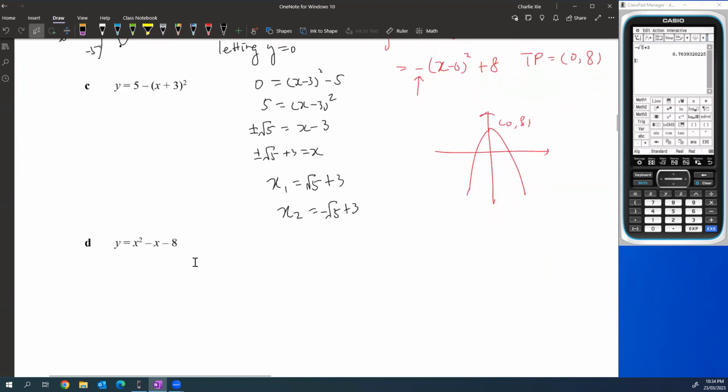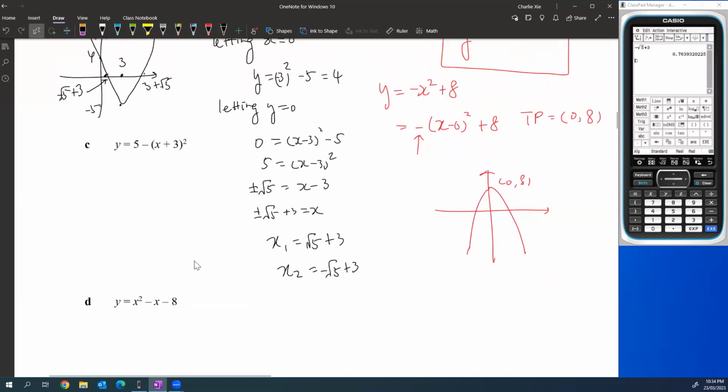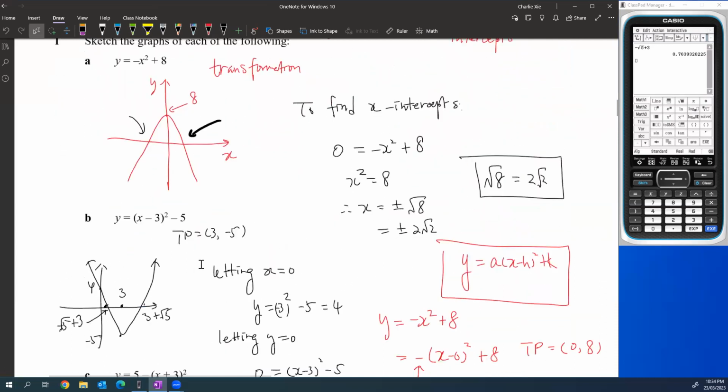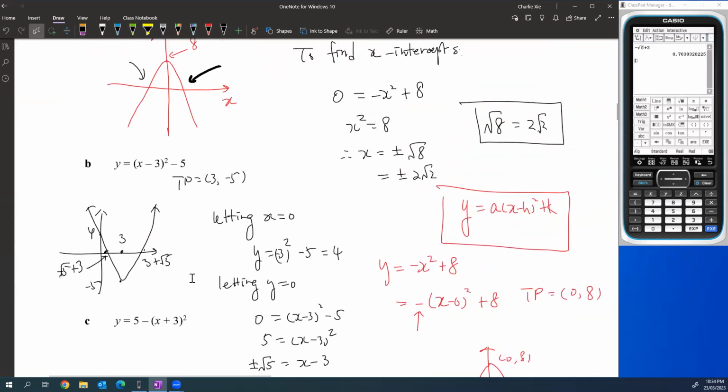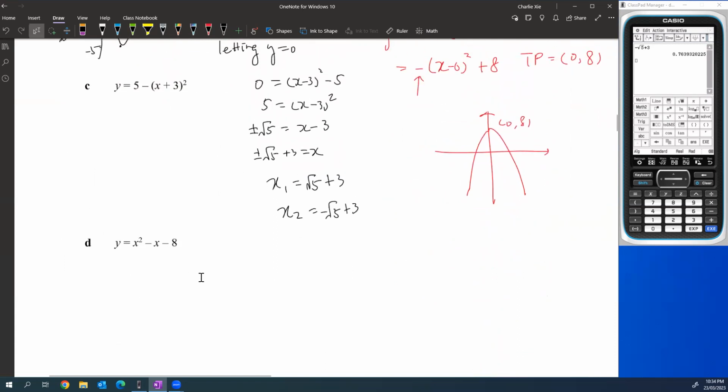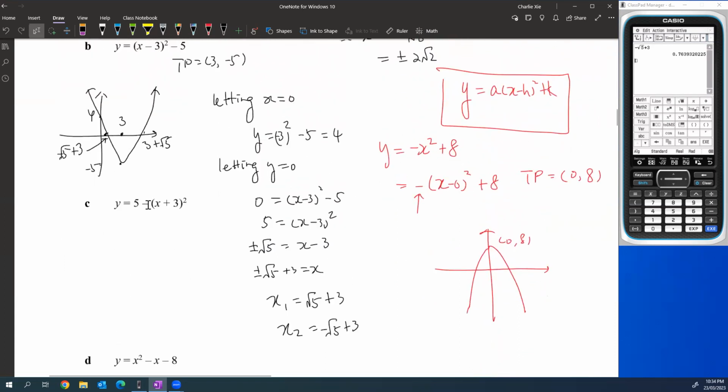All right, part C, I'm just going to show you the answer. Part C is very, very similar to part B, except that it's a minus. We're looking at the sad face. So the dilation factor is negative. The turning point equals negative 3, 5. Okay, let's locate it. It's a sad face, something like this.